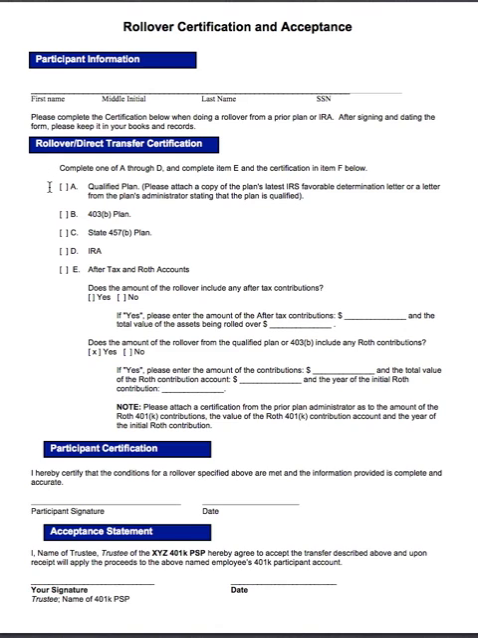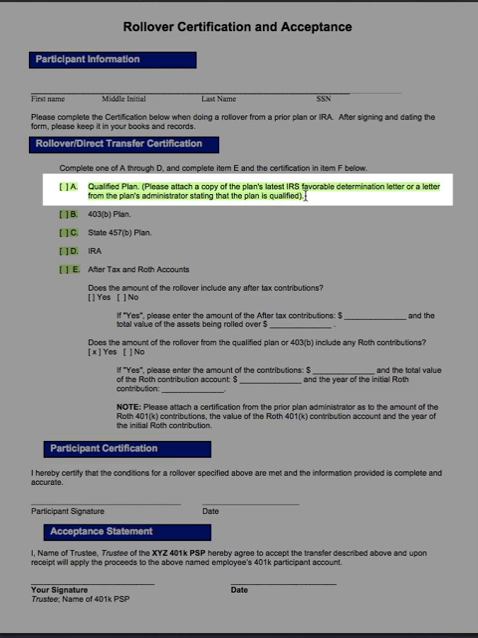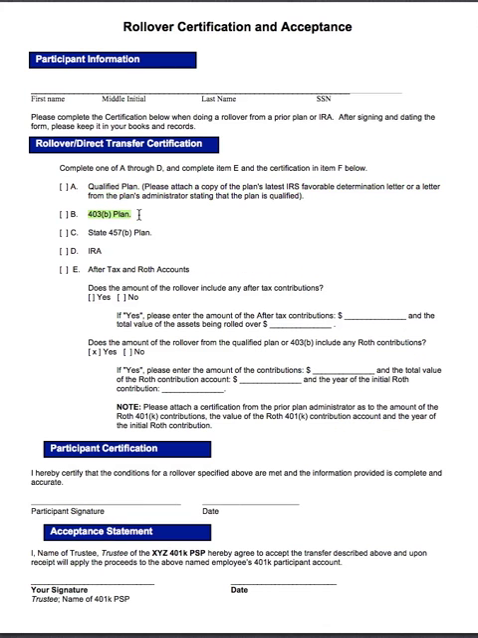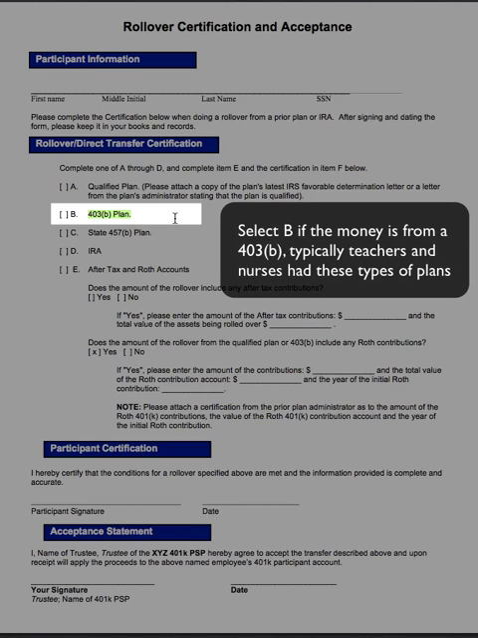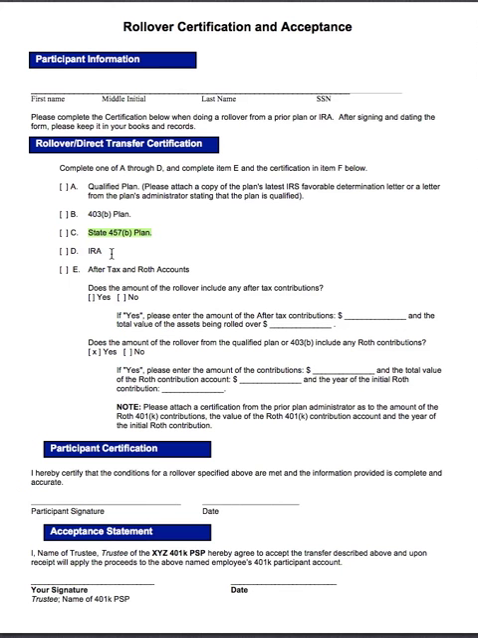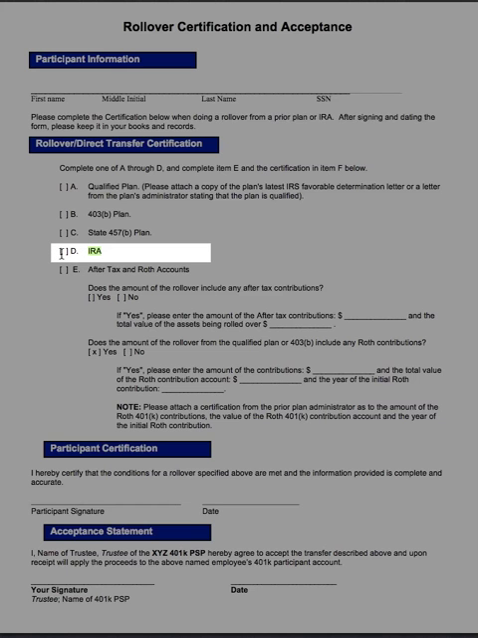So what you're going to do is go ahead and select a qualified plan if the money is coming from a 401k, a defined benefit, a profit sharing. Basically, if the money is coming from a previous employer, you're going to mark Section A. If the money is coming from a 403b plan, and this is typically for teachers, for nurses, the money would be in a 403b plan. So if the money was coming from a 403b plan, you would just mark Section B. A state 457 plan, that's just a state-sponsored retirement plan. You would mark Section C. If the money's coming from an IRA, you would mark Section D.